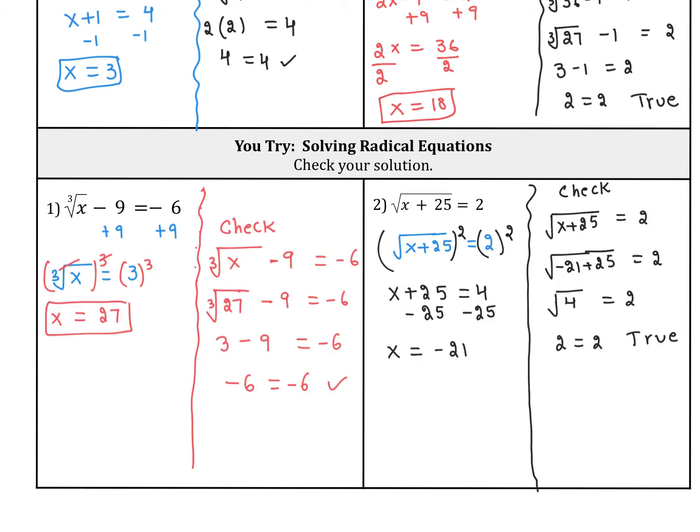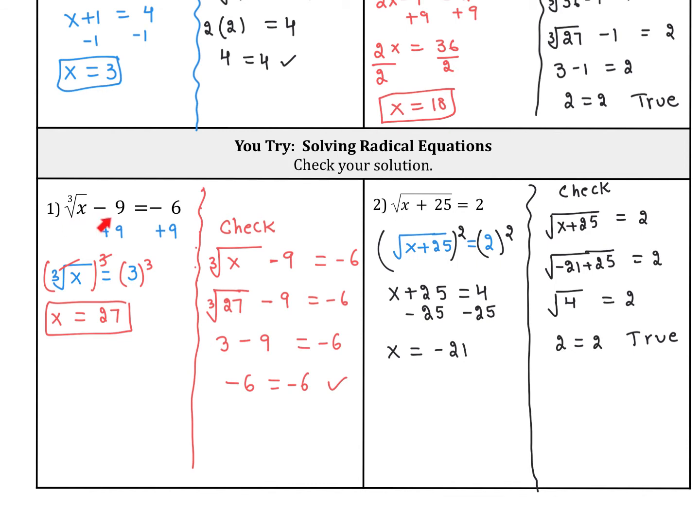For the U-try problem number 1, you're going to isolate the radical. So you're going to add 9 on both sides. You got here negative 6 plus 9, that is 3. You need to get rid of the cube root, so you're going to power it by 3 on both sides. 3 and cube root cancel. You got x equals 27. Now you're going to check your solution.